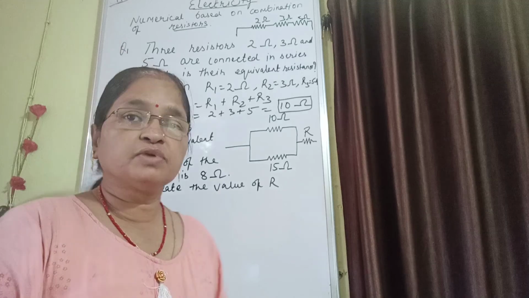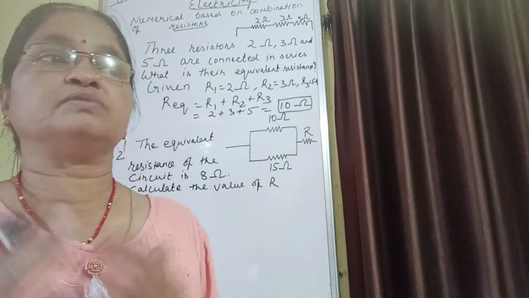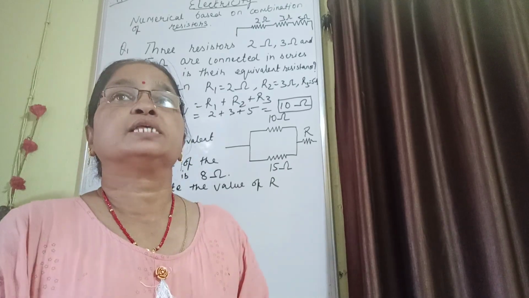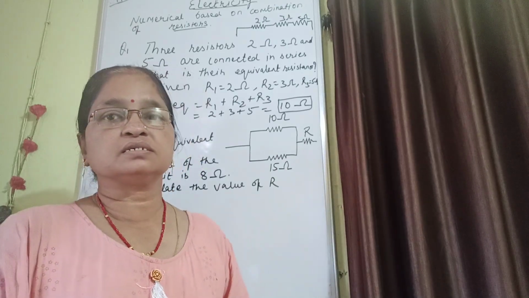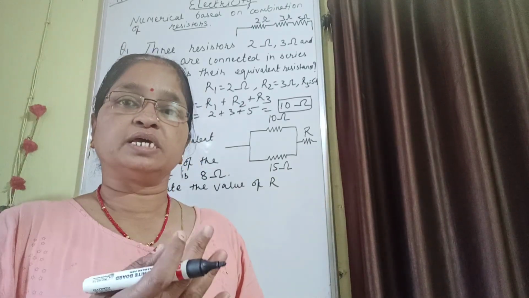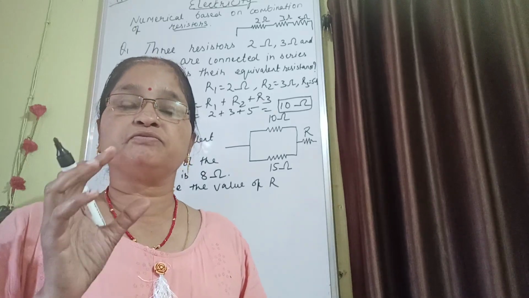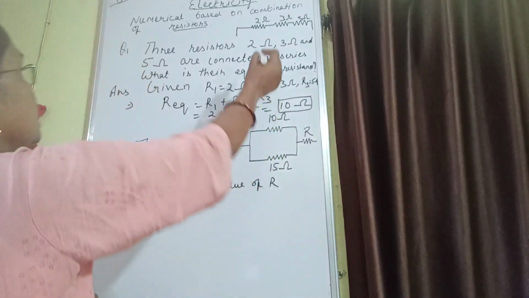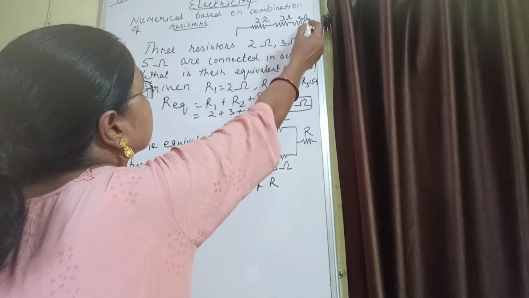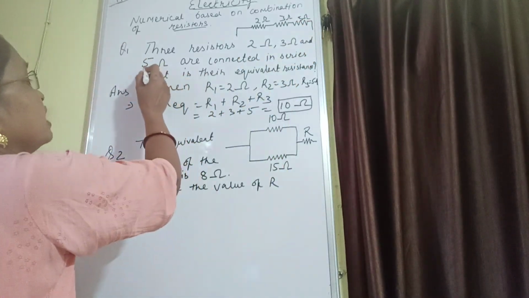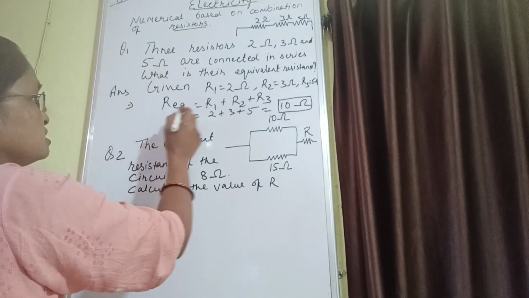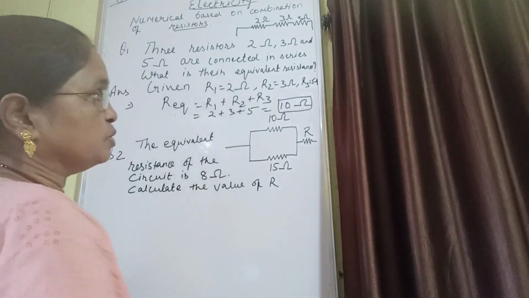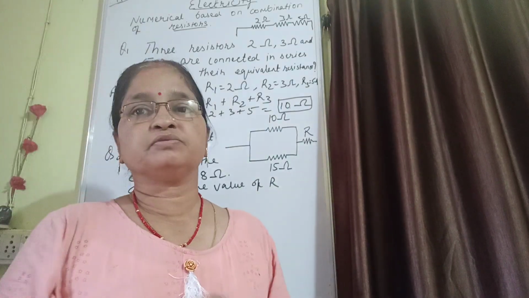One thing you are remembering, when we have studied conclusion of series combination, we have studied one point, that equivalent resistance is more than the maximum value of individual resistance. So you see, maximum value of individual resistance is 5 ohm and equivalent resistance is 10 ohm. That means it is more than that of 5 ohm. Like this we will solve.